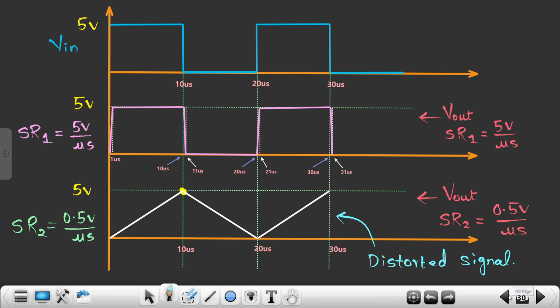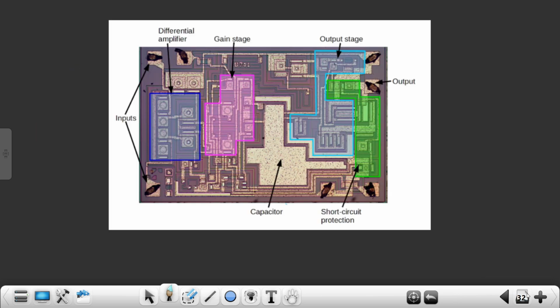Now, one question that might arise in your mind is why exactly this slew rate is occurring. That means, why exactly are we getting a certain delay at the output side? It's like a delay, right? If my input signal is moving very rapidly, at the output side I want my output signal to also move very rapidly. But what exactly is present inside an op-amp which is creating this kind of delay? So let's go into the internal structure of an op-amp.